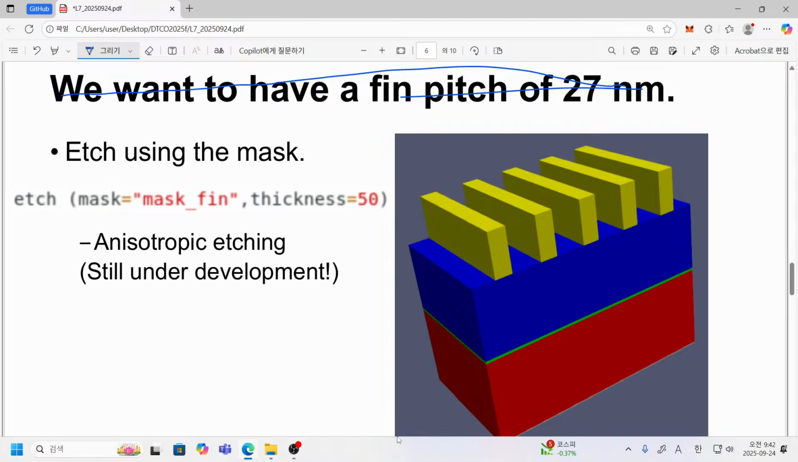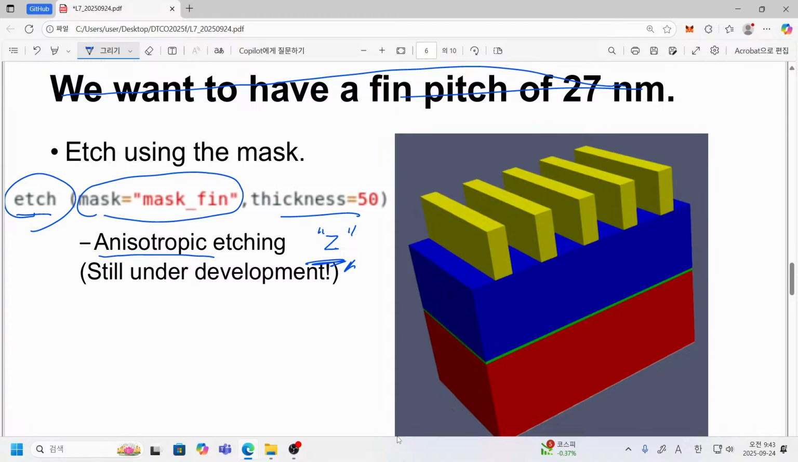So etching and thickness. If you call the etching without this mask specification, then you will just have uniform etching along G direction. So in this etch statement, the basic behavior is G directional etching. Then how about isotropic etching along X direction, along Y direction, along G direction? Maybe we can think about the uniform etching.